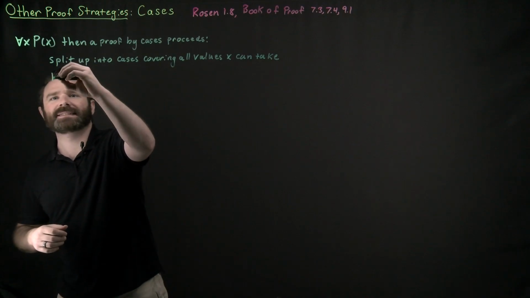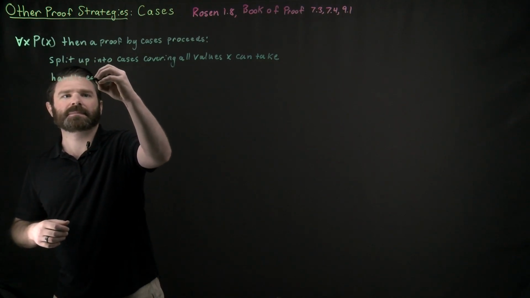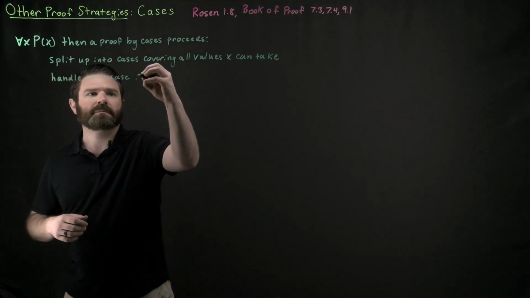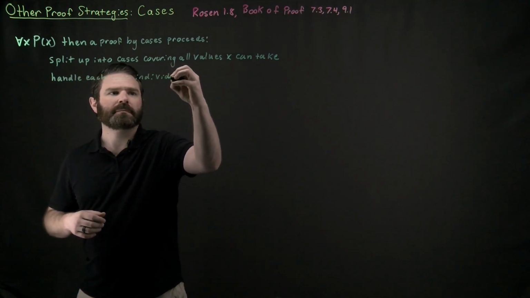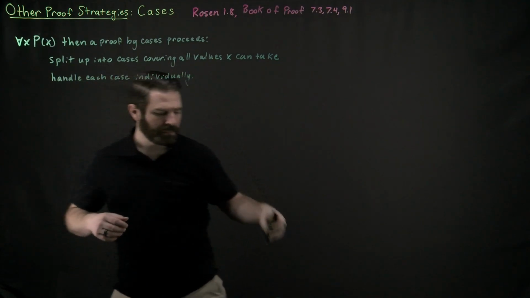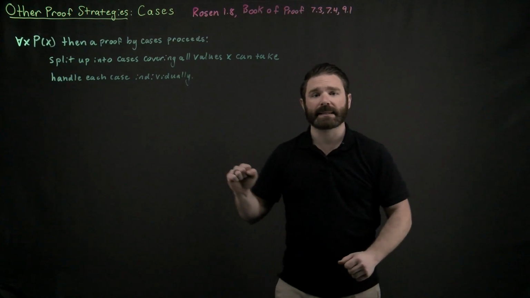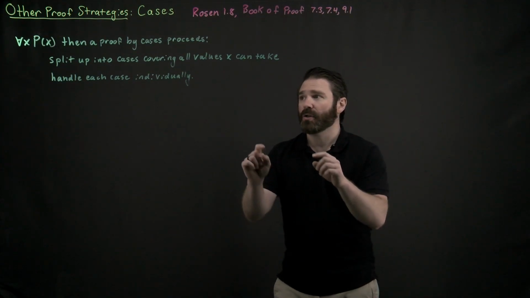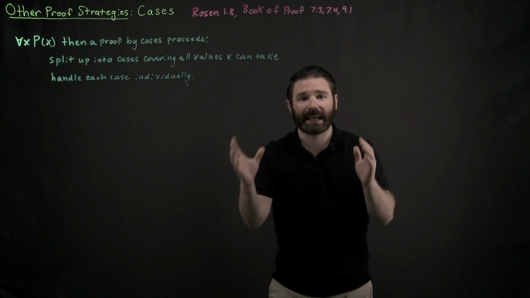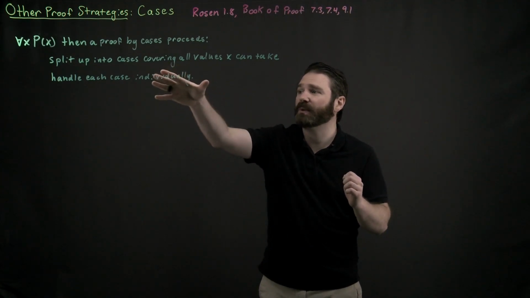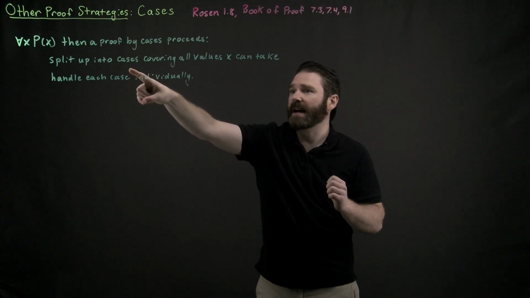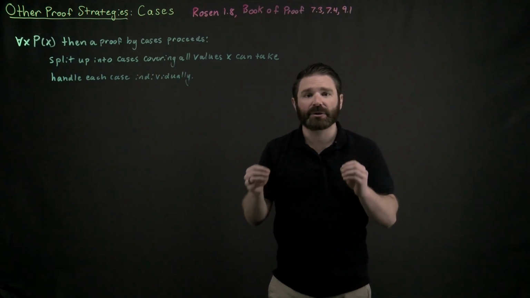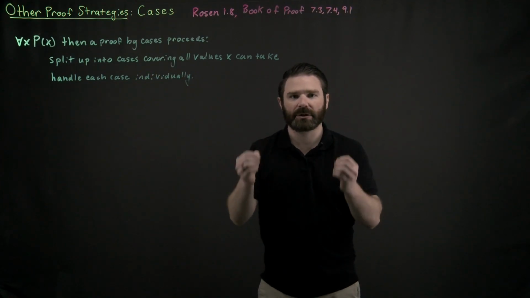Next, you handle each one of those cases individually. And this is the important part, don't miss this. The whole point behind a proof by cases is that you want to split the values that x can take into cases that are more convenient to handle.